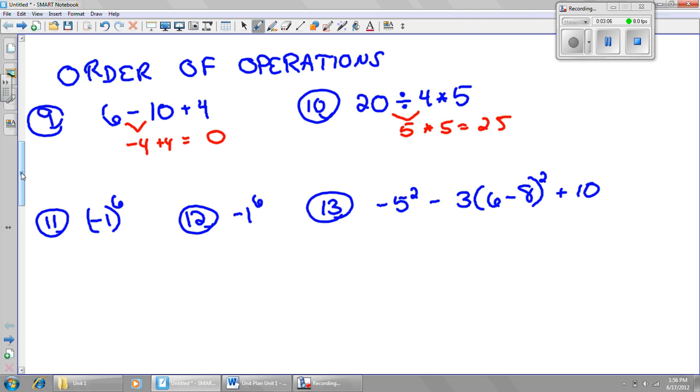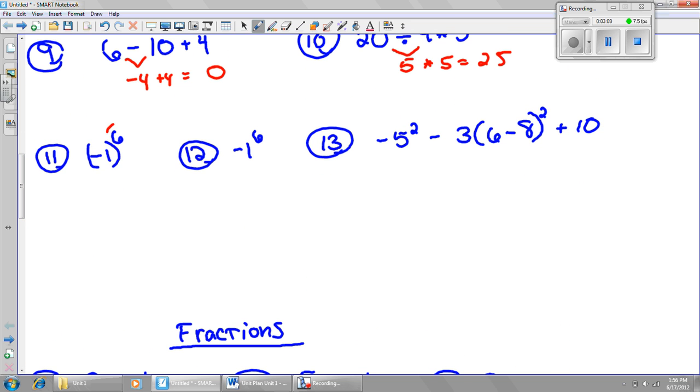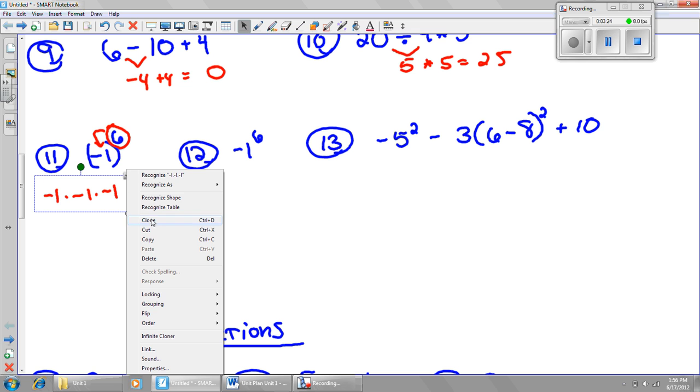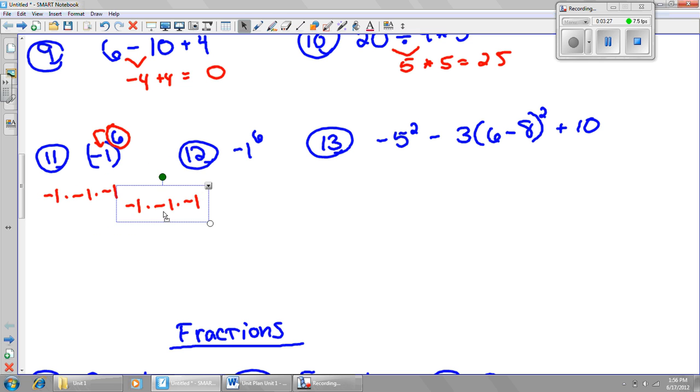All right, number 11. I ask myself, what does this exponent mean? Well, it means the thing in the quantity, namely negative 1, multiplied 6 times. Negative 1 times negative 1 times negative 1. Let's see if that all grouped together. It did. So now I can be lazy and clone it and put it right there. And so if I read this out, I would say the word negative 1, 2, 3, 4, 5, 6. This is going to be 1 times 1 times 1 times 1 times 1 times 1. And it'll be a positive 1 because there's an even number of negatives.